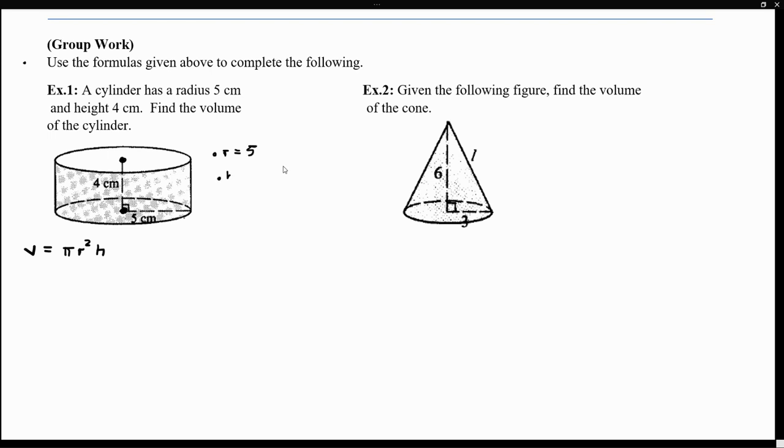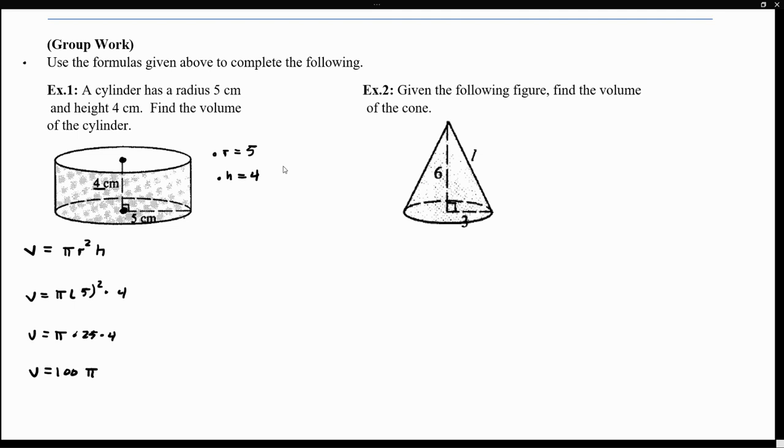Do we have information for the height? Well, notice that this line is perpendicular. So therefore, we can use this as being the height. So once we have that, it's just a matter of plugging in. So pi, for r, I have 5. For h, I got 4. So now this just becomes pi times 25 times 4. So this is equivalent to 100 pi.